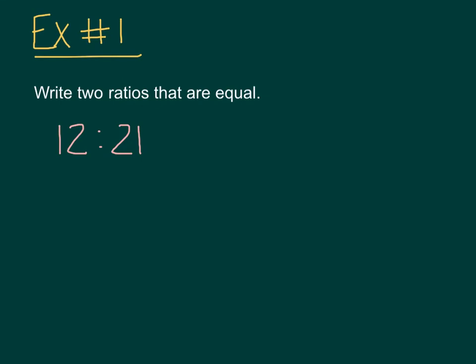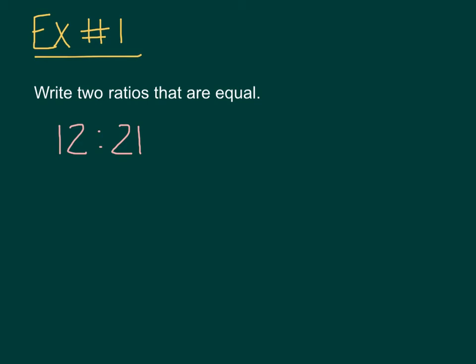Example number 1, write two ratios that are equal. Now we do this the same way that we find equivalent fractions. So just like with that, we can either multiply both of these numbers by a number. You can pick any number you want, or we could see if they can be divided by the same number, and if they can, we can divide.